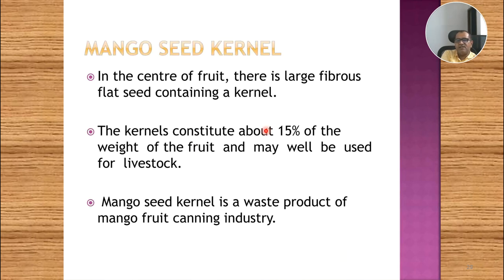Mango seed kernel is in the center of the fruit. There is a large fibrous flat seed containing the kernel. So it is about 15% of the weight of the fruit, and may be very well utilized especially for making the cattle feed. So mango seed kernel is a waste product of the mango fruit canning industry. So varieties of the mango fruit can be made as one of the feed sources.